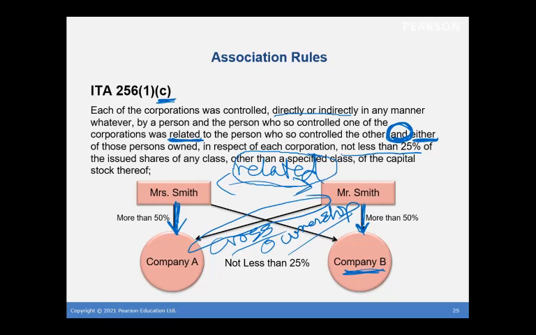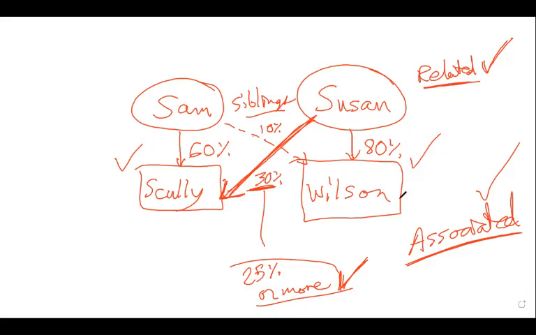And either one or the other, just one of them, also owns not less than 25%, i.e. 25% or more of the other company. So that is exactly the scenario we have here. Crisscross not required.